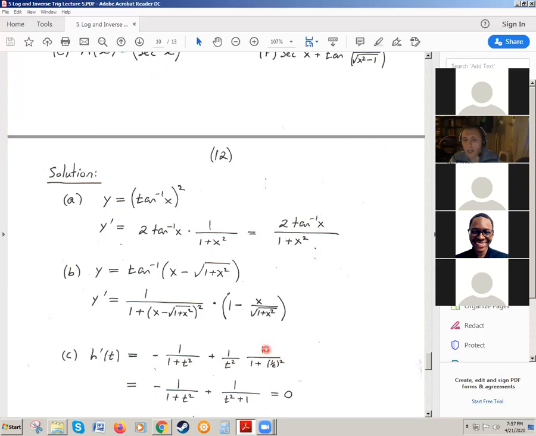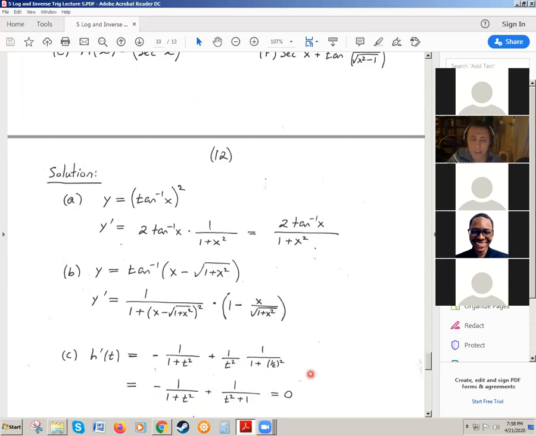Now in the other cotangent we had, plus cotangent inverse of 1 over t. So the derivative will be minus 1 over 1 plus 1 over t squared, times the derivative of 1 over t. It will be another minus: minus 1 over t squared. So minus minus makes it a plus. And then I can multiply the t squared through, and I get minus 1 over 1 plus t squared plus 1 over t squared plus 1, and I get 0. I got 0. What does it mean, guys?